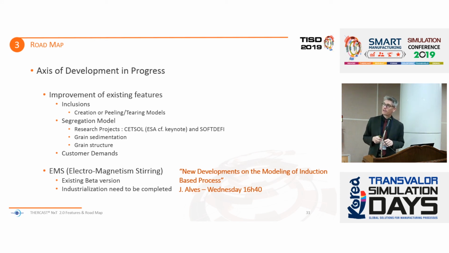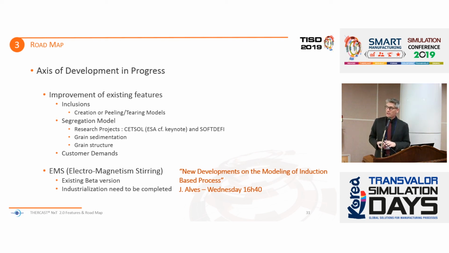So typically the grain sedimentation and the grain structure during the casting. This is mainly used in terms of big size of ingot, where we know that the grain sedimentation has a great impact on the result of segregation, in particular at the bottom of the ingot regarding the negative segregation. So this is also another feature on which we are working.